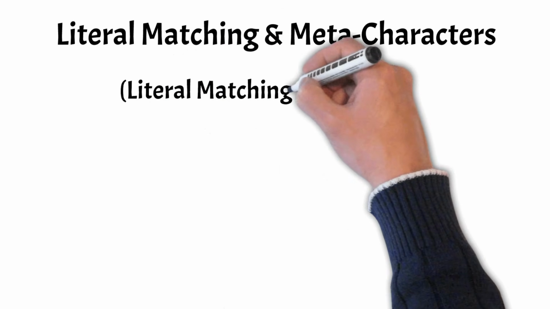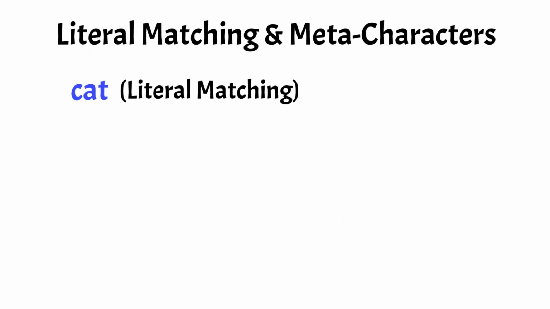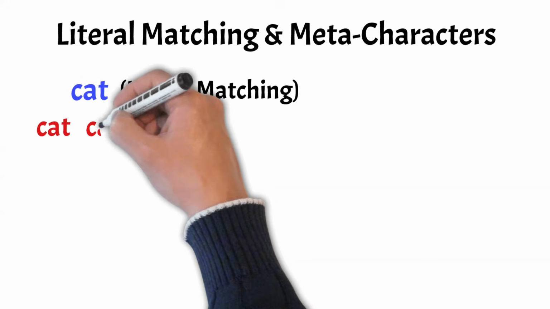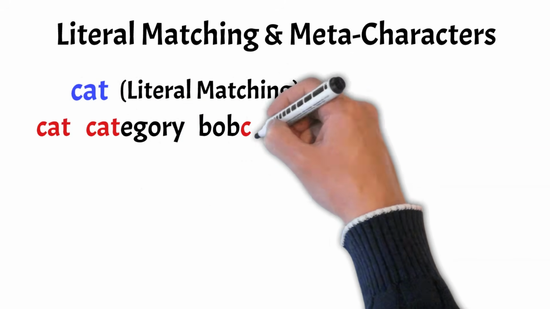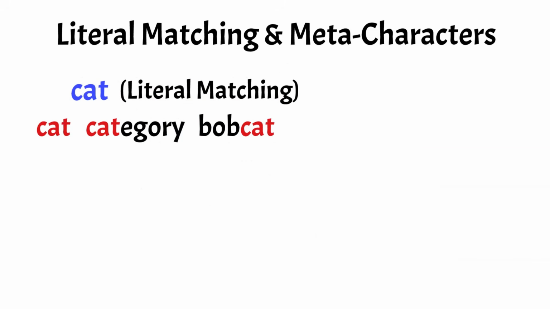By default, it uses literal matching. If you write the letters CAT, the engine treats them exactly as they are, finding a match in the word cat, the beginning of category, or the end of bobcat. But regex gets its real power from meta characters, special symbols that act as commands instead of text.